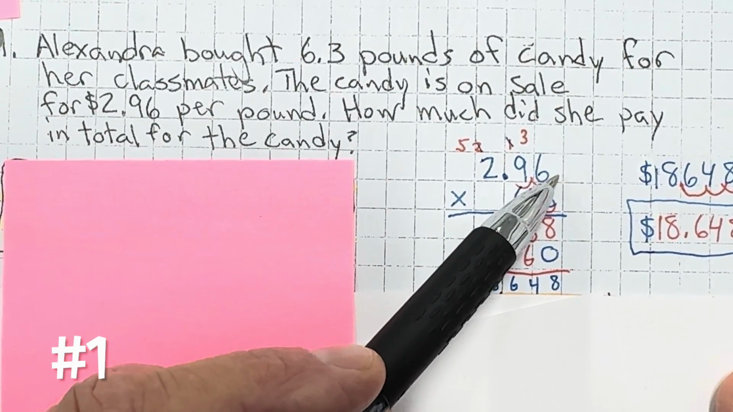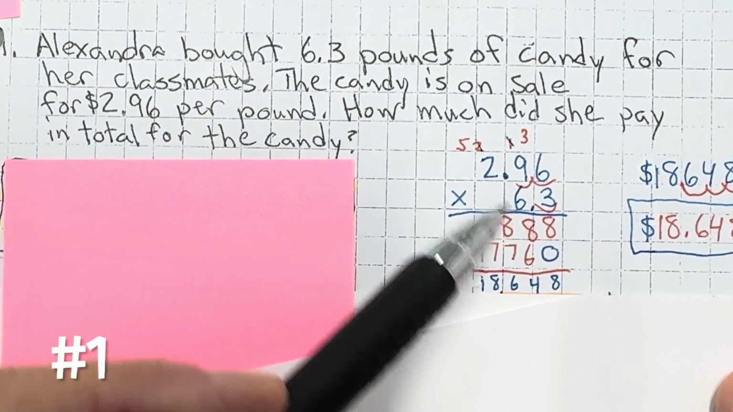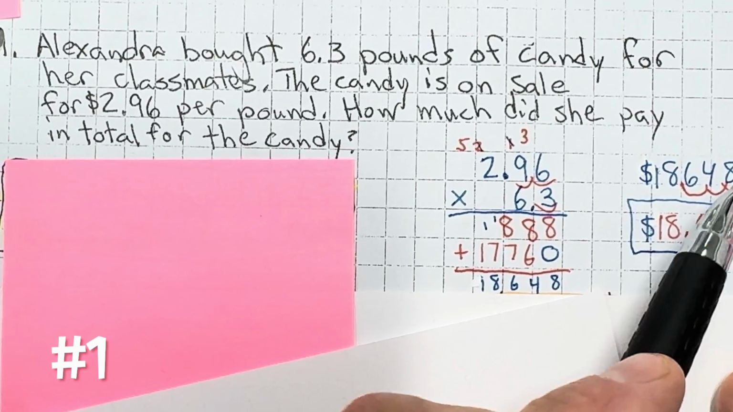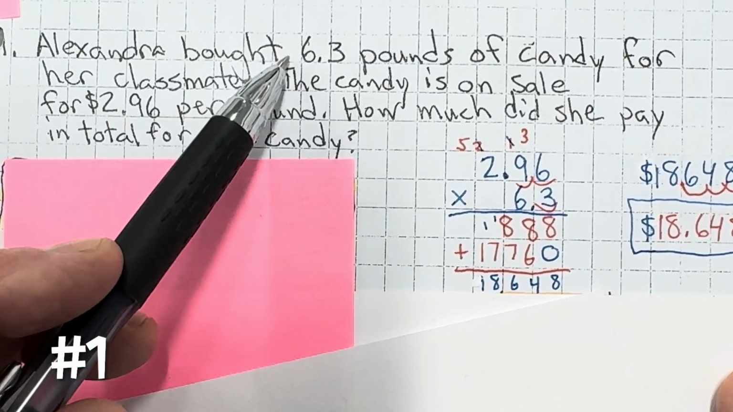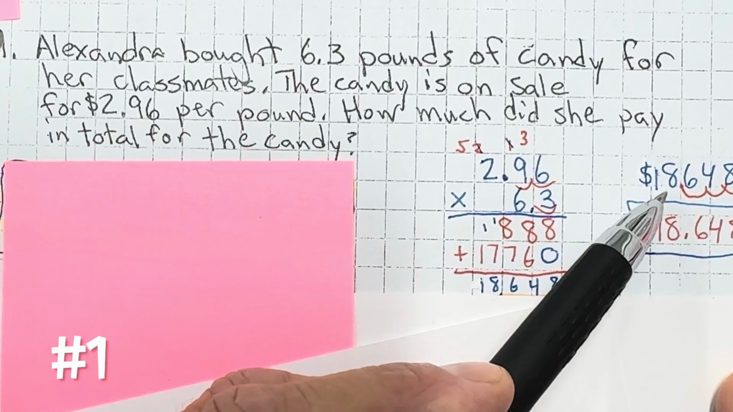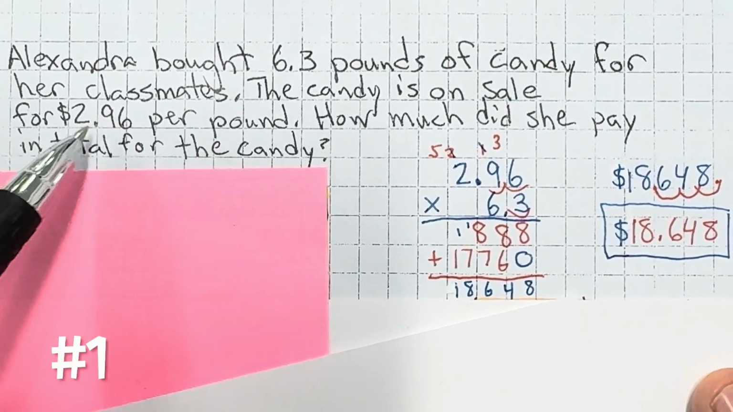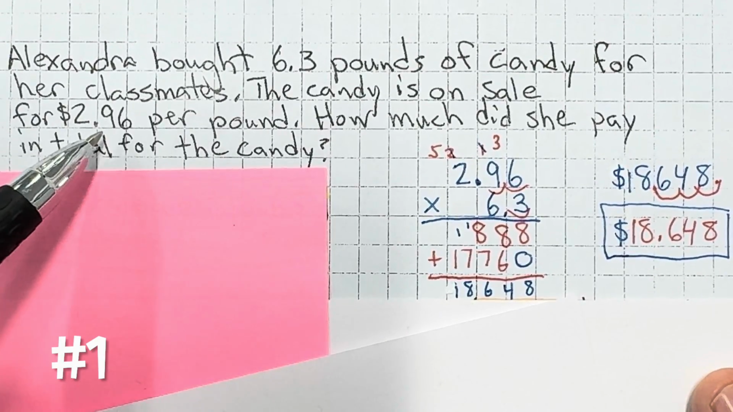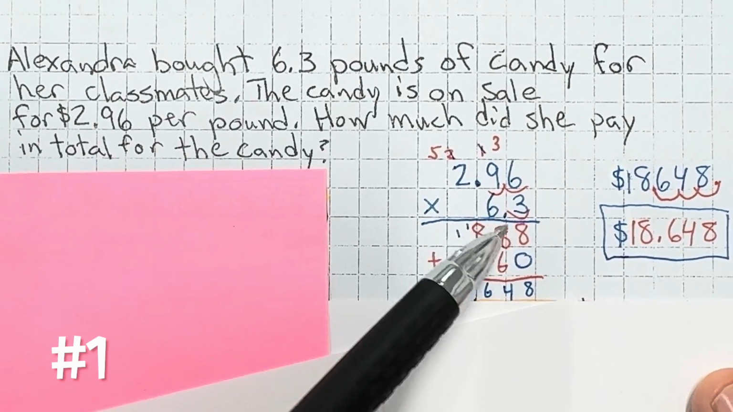So this is 1, 2, 3 decimal places. So here was 18,648. Well, that wouldn't even make sense, that it would cost $18,000. Because 6 multiplied by 3 would be $18, not 18,000. So always make sure that you estimate your solution. 6 times 3, I just estimated that, would be 18. So, 18,000, I forgot the decimals.